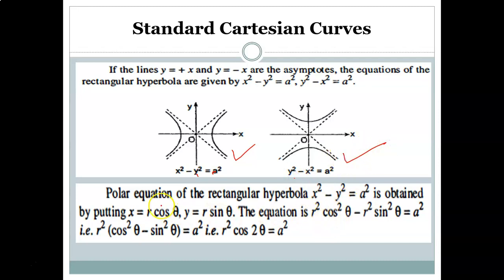Also, another form of representing a hyperbola of this type is this. You can write x equal to r cos theta and y equal to r sin theta. So you can write like this.